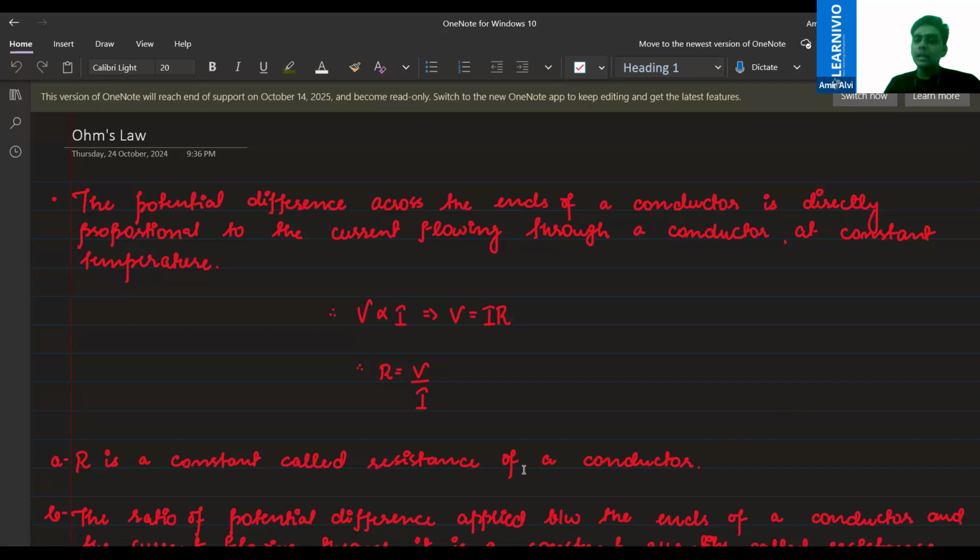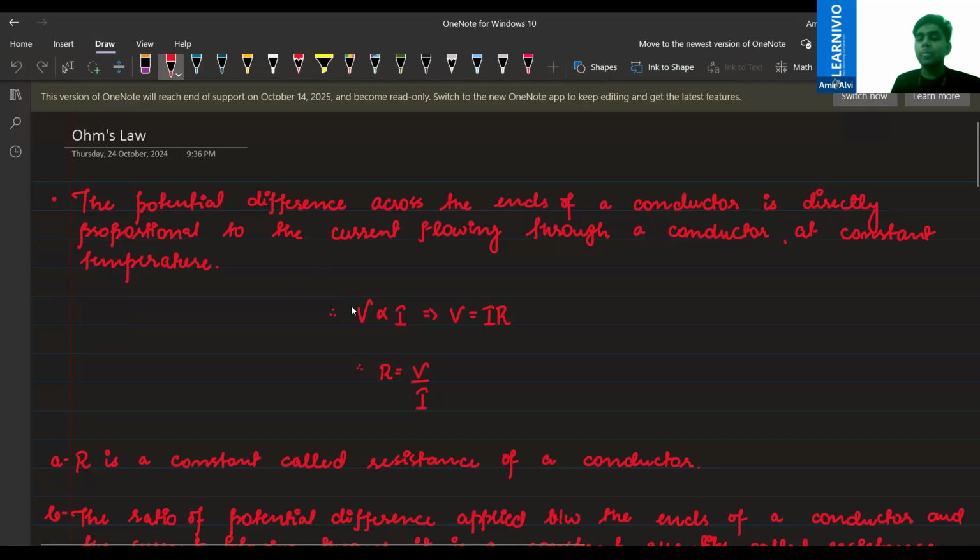Why? Because if you change the temperature, your answer will not be accurate, and there would be some deviation from the experimental values, right? So it's very important to understand the experiment is carried out at constant temperature. So V is directly proportional to I. That means if you increase the current, V will increase, or if you increase the voltage, I will increase.